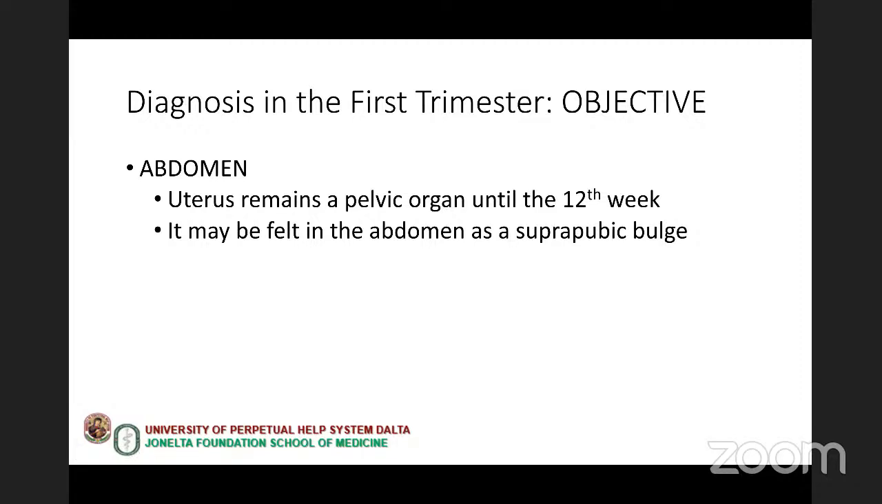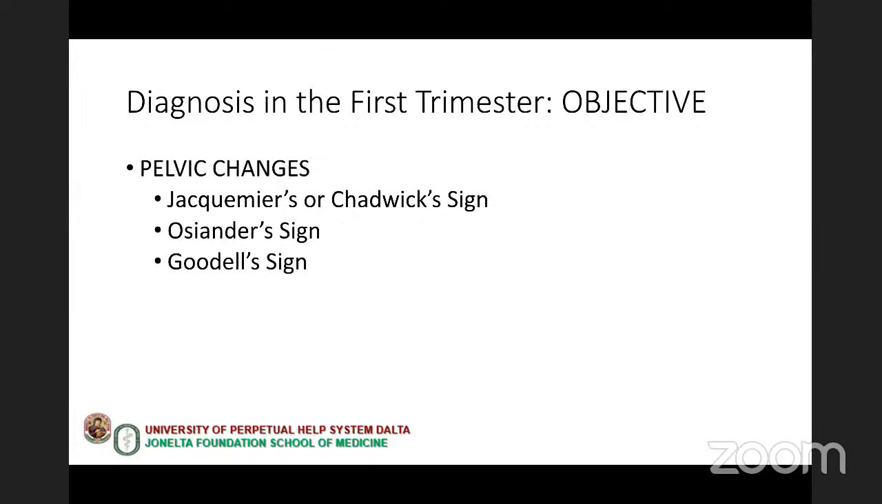Your abdomen. What is the expected change in your abdomen? Okay. First trimester, you wouldn't feel anything because the uterus remains a pelvic organ until the 12th week. At most, you will feel it in the abdomen as a suprapubic bulge. But before the 12th week, it would remain under your linea terminalis, okay, as a review, and remain a pelvic organ. So your abdominal findings, your Leopold maneuvers, would not come into prominence in the first trimester. Okay.